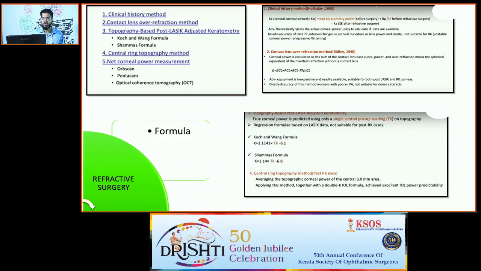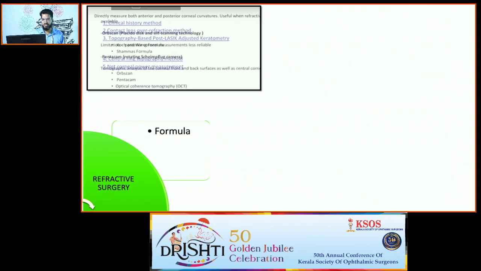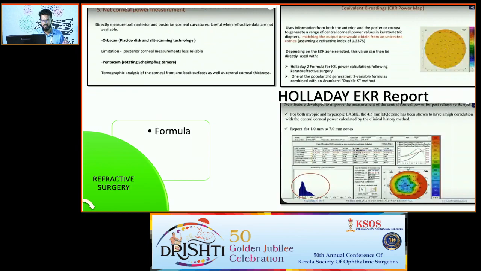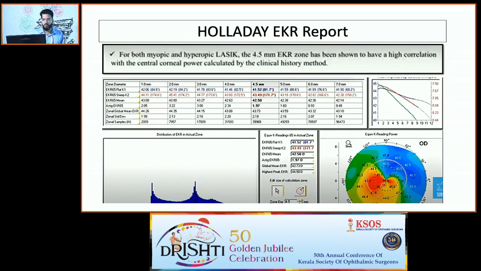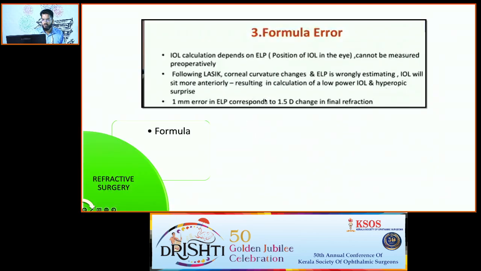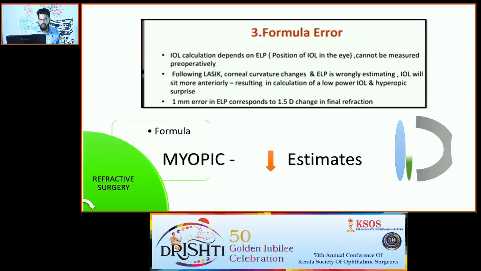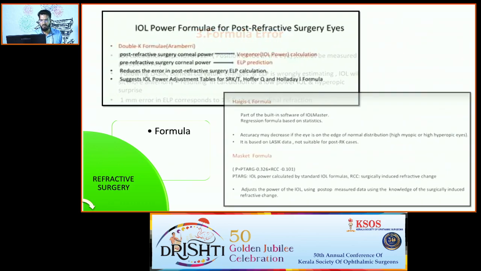And hence, there are various formulas that are available, and the thing that is gaining importance is the equivalent K reading that can be calculated in the Pentacam. Here it is actually the 4.5 mm zone and the EKR 65 mean that is usually taken up as the K value. So the formula error is that the effective lens position would be wrongly calculated to be positioned more anteriorly in the formula if you are not keeping this in mind.